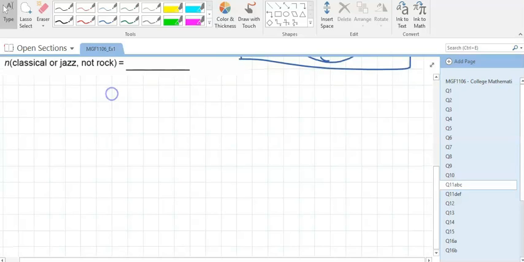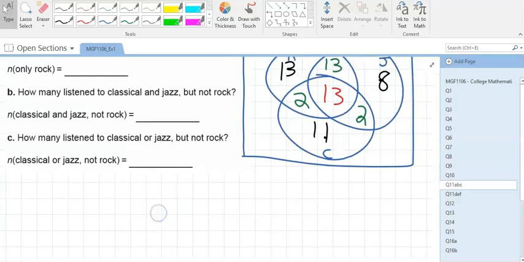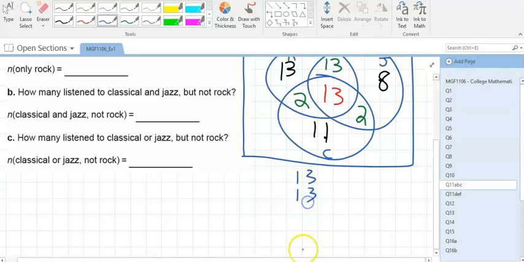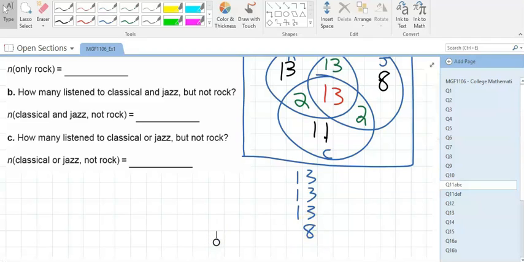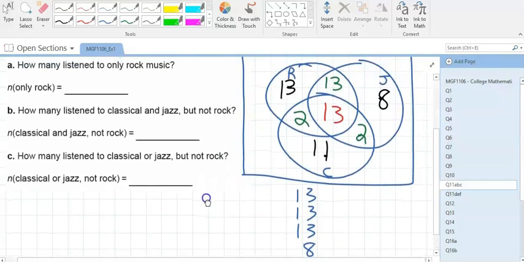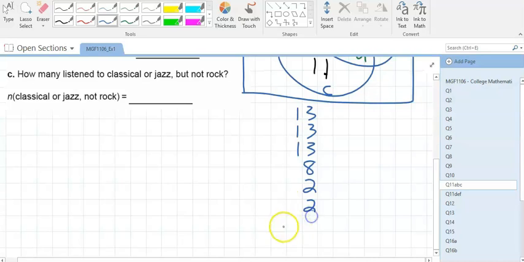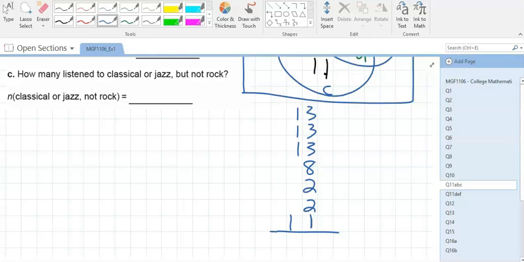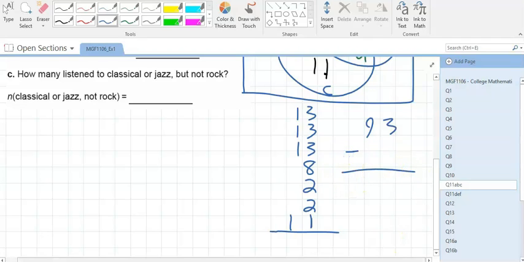So I'm going to scroll down just a little bit. And we have the following numbers that we're adding: 13, 13, 13, 8, 2, 2, and 11. Again, I would use your calculator on this. Once we get this total, we will subtract that from 93, whatever that total is.